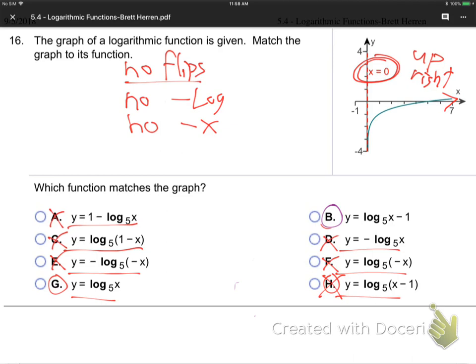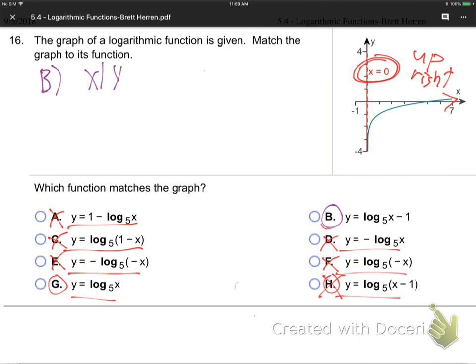They're both good. There's nothing in the parentheses next to x, so the vertical asymptote would be 0. Same thing for G. So how do we know which one? You have to make a table. Got to make a table. So let's just start with B. Going to make an XY table. Going to plug in 0. y equals log base 5 of 0, and then the minus 1 is after.